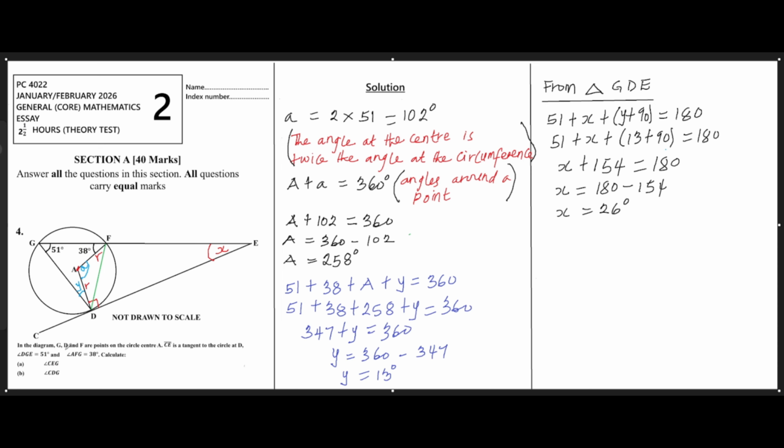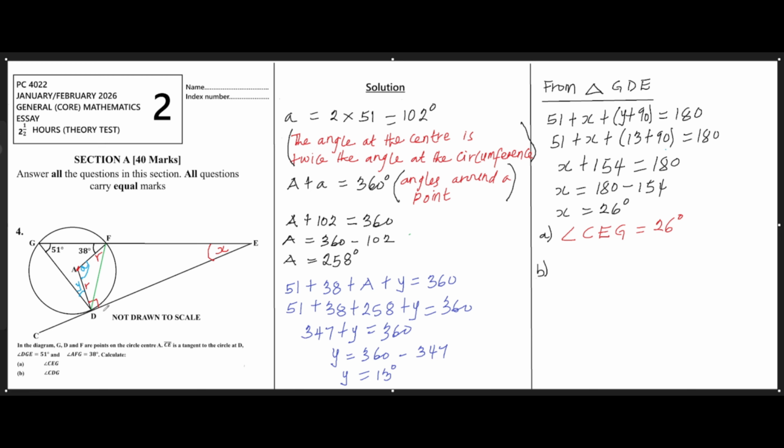But we were asked to find A, the measure of angle CEG. So angle CEG is 26 degrees. Now the B part. The B part says we should find the measure of angle CDG. Where is angle CDG?